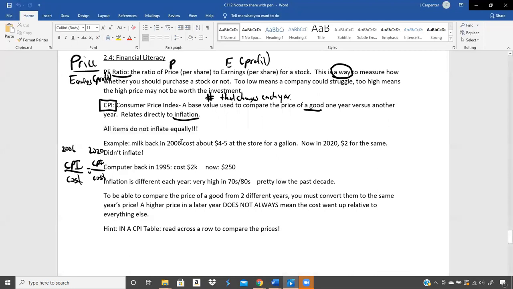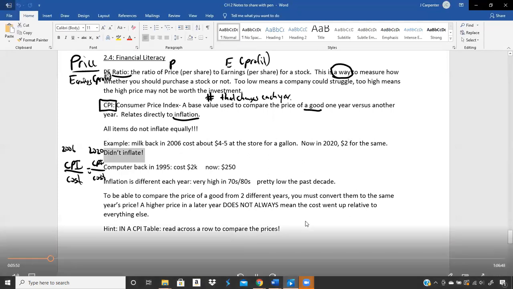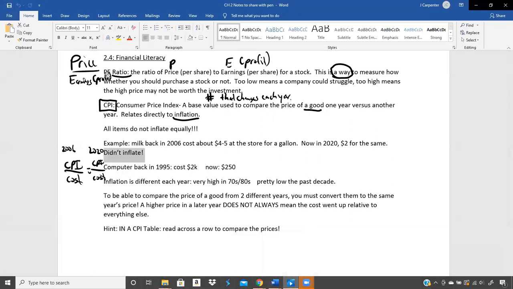For example, milk back in 2006 cost about $4 to $5 at the store for a gallon. And again, regular milk, not whole milk, not organic. Now in 2020, it's about $2 for the same, like 220, 230 if you're buying 2% milk. So that milk definitely did not inflate at all. In fact, it deflated, because the dollar is weaker now after 14 years. It's gone down pretty much every year. Notice I said pretty much every year. It doesn't always go down.